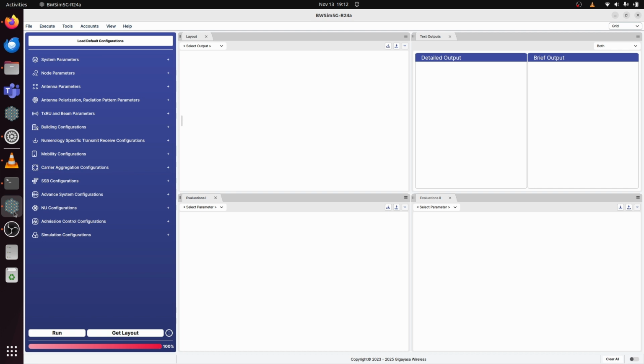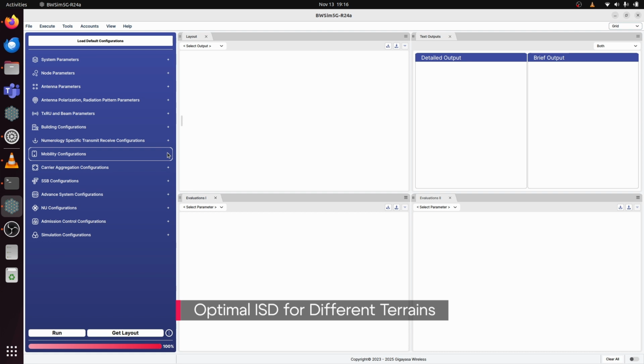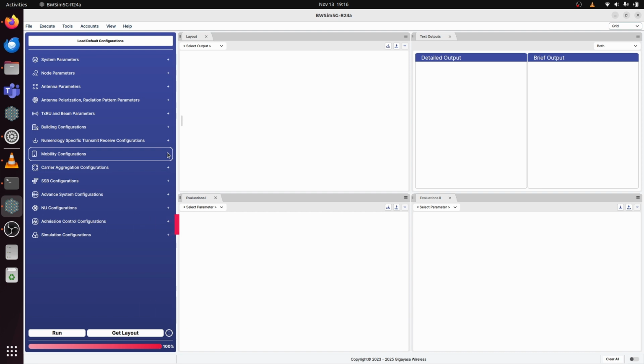Now let us discuss the relationship between finding the optimal intersite distance and different terrains. For this, we will be changing three different terrains: rural macro, urban micro, for three different intersite distances, and make certain inferences from the resultant SIR and SINR behavior.